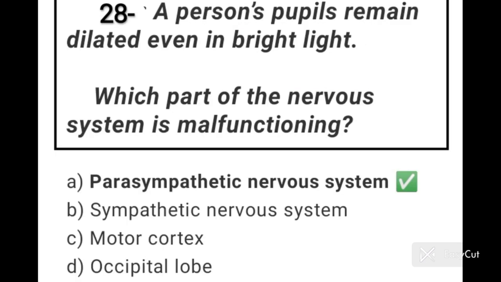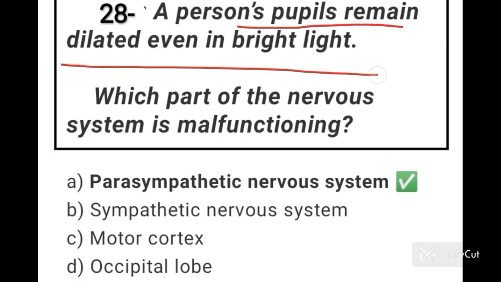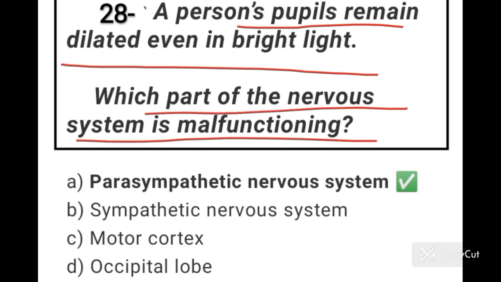Question number 28. A person's pupils remain dilated even in bright light. Which part of the nervous system is malfunctioning? The pupil dilates when? When the light is dim.